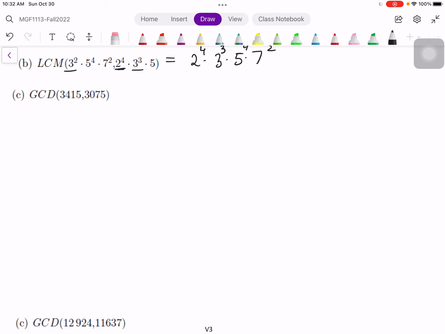Alright, so now we're going to talk about greatest common divisor. When you don't have prime factorizations of the numbers, of course, one way would be to find the prime factorization of the two numbers. But sometimes the numbers involved are very big, so finding prime factorization could be too time consuming. There's a quicker method here, and this method is called the Euclidean method.